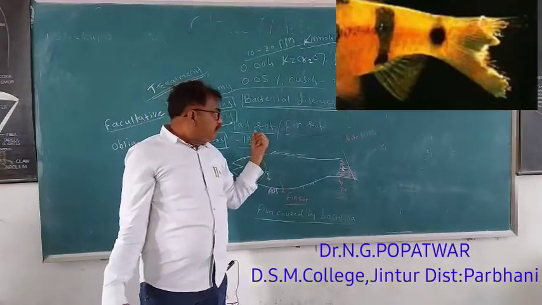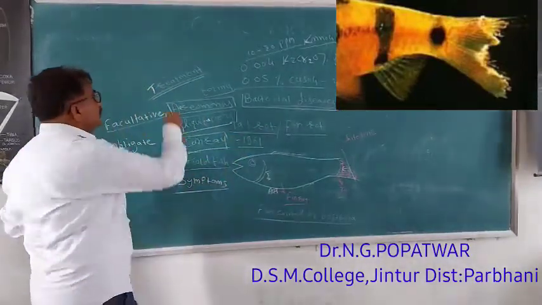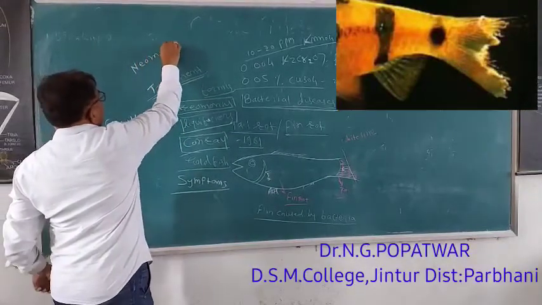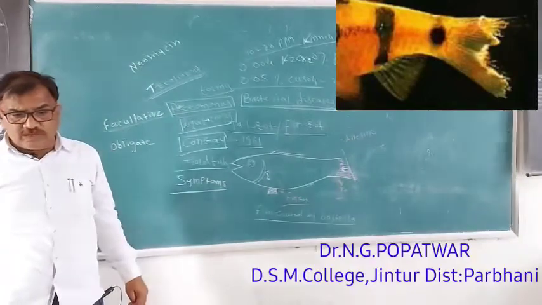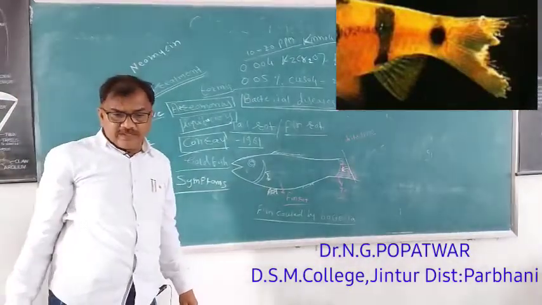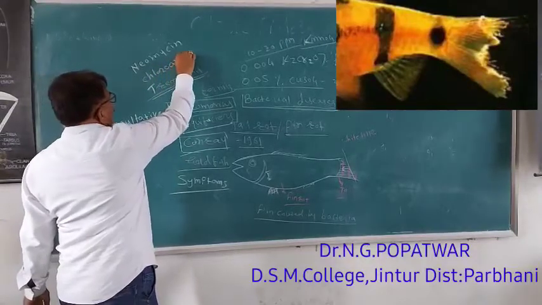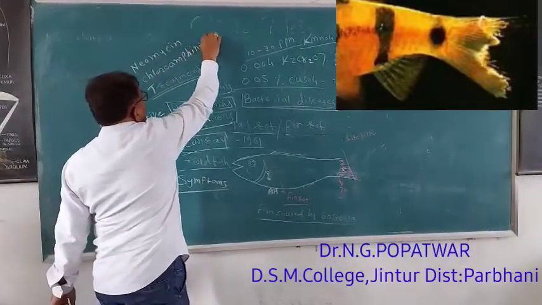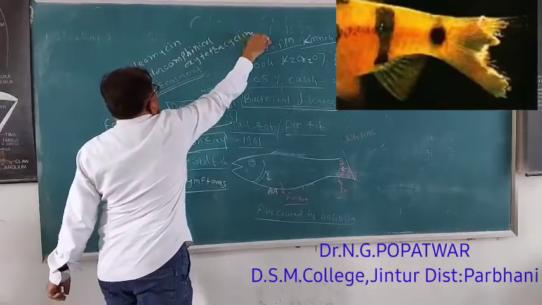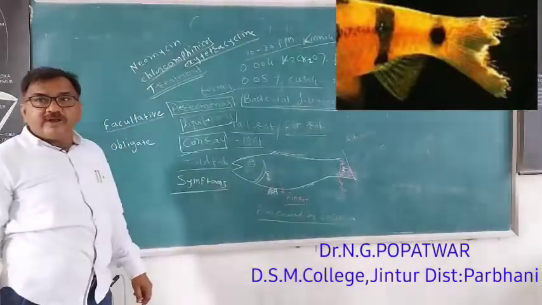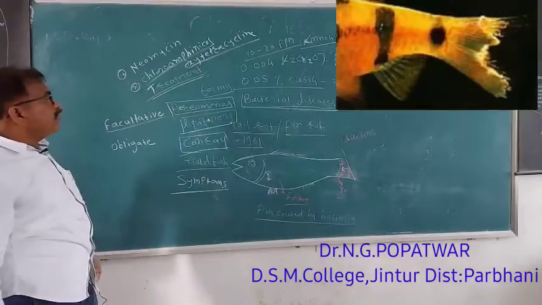Then to these infected fishes, some antibiotics are given, that is neomycin. Neomycin is an important antibiotic. This antibiotic is used to control this bacterial disease. Second, chloramphenicol, and oxytetracycline. This is another antibiotic. One is neomycin, and the others are chloramphenicol and oxytetracycline.